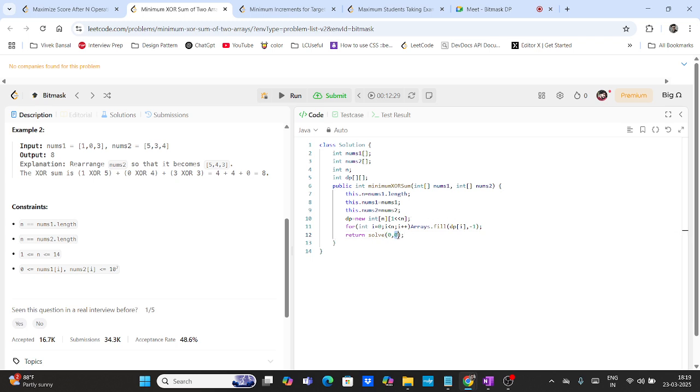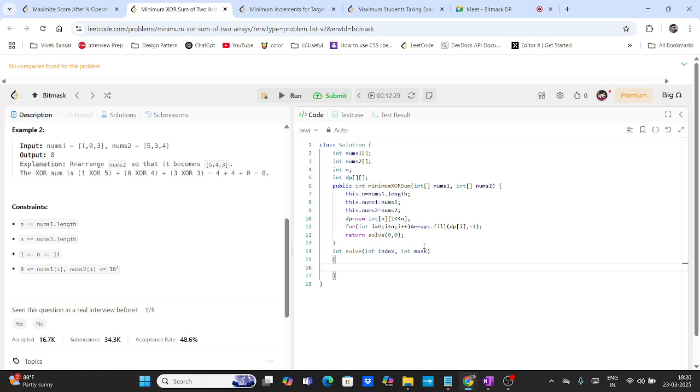Now why 0? Because initially none of the bits are taken, right? That's the reason. None of the bits are consumed. So 0 means 0 0 0 0 0 like that. Now int solve, int index, int mask.